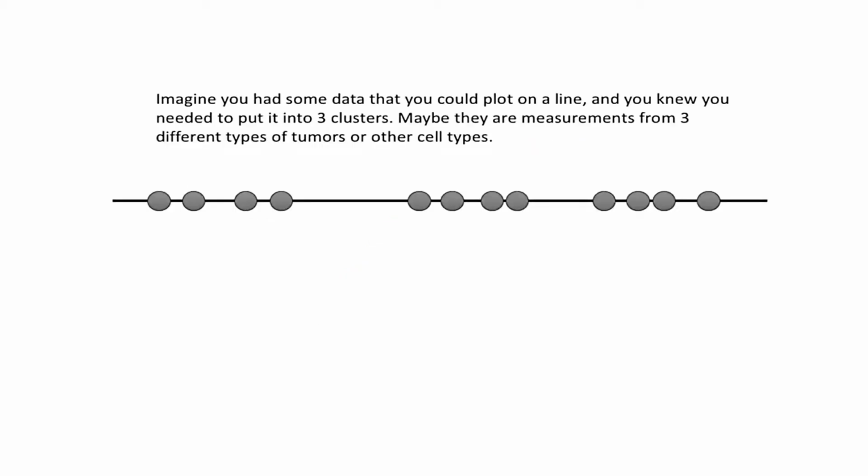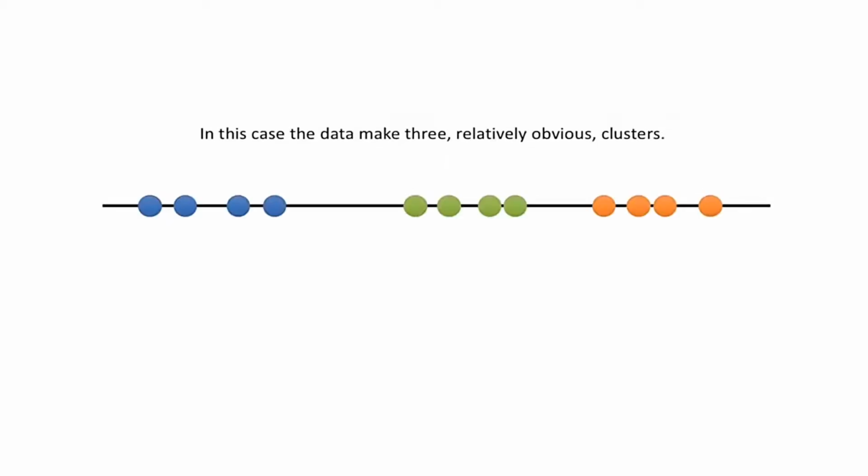Imagine you had some data that you could plot on a line and you knew you needed to put it into 3 clusters. Maybe they are measurements from 3 types of tumors. In this case, the data makes 3 relatively obvious clusters. Let's see if we can get a computer to identify the same 3 clusters. It is done by k-means clustering.